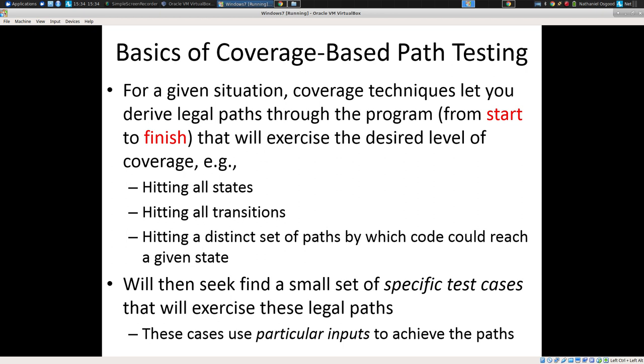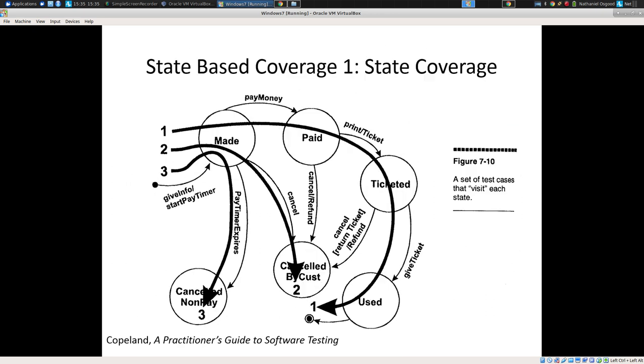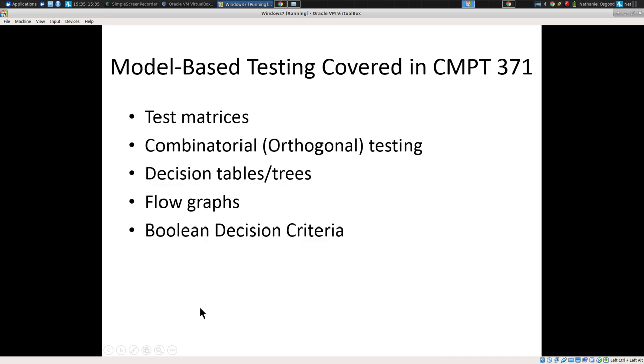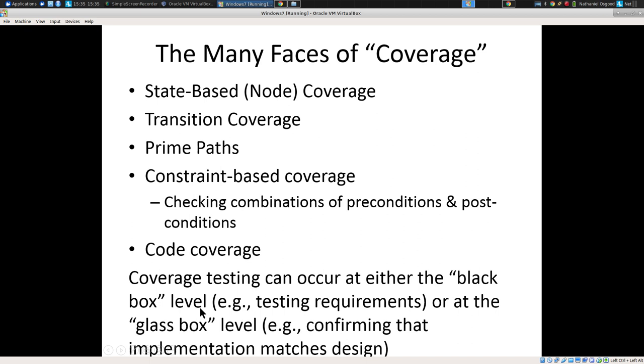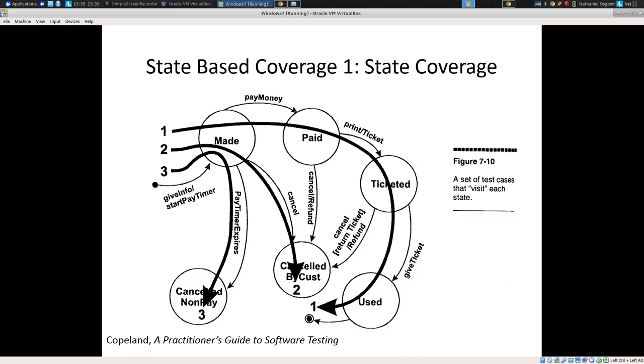Okay, so for path-based testing, which we're going to be covering, basically, you're going to find paths through the system, like this. Paths through the system, paths through here. These are three abstract paths. Here's one path through the system. Notice it's from start to finish. Start to finish, start to finish. These are three abstract paths, okay?